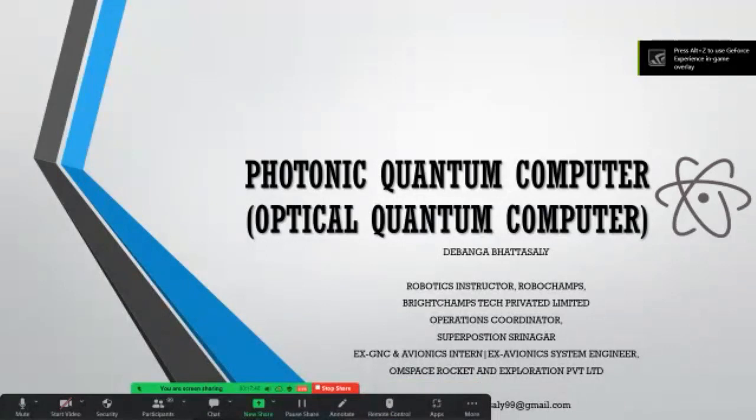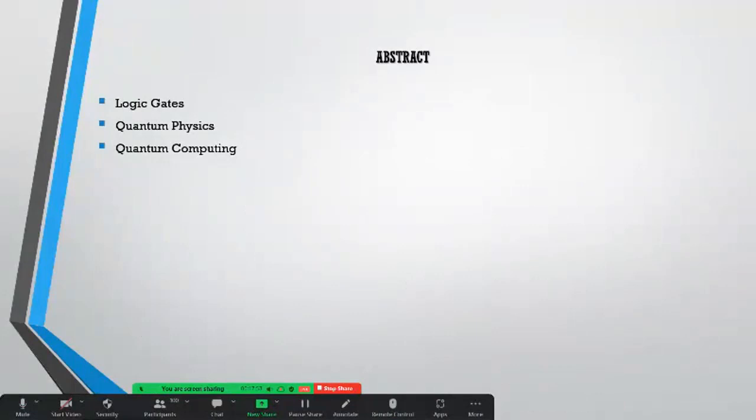So today we will be discussing photonic quantum computers and optical quantum computers. Yeah, first we should know some abstracts and some of the things that are there in a computer.